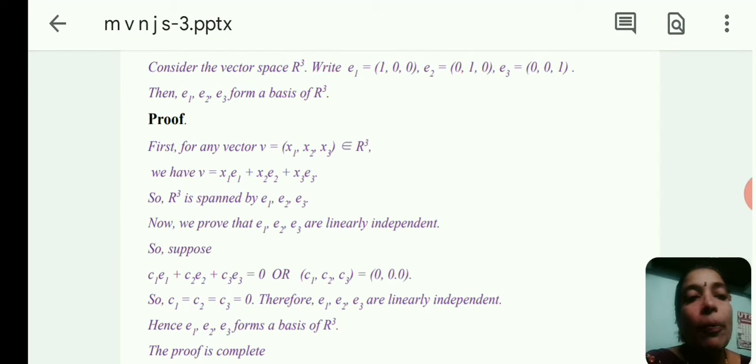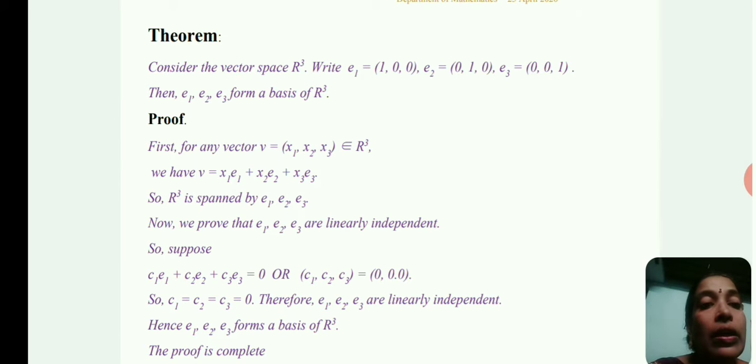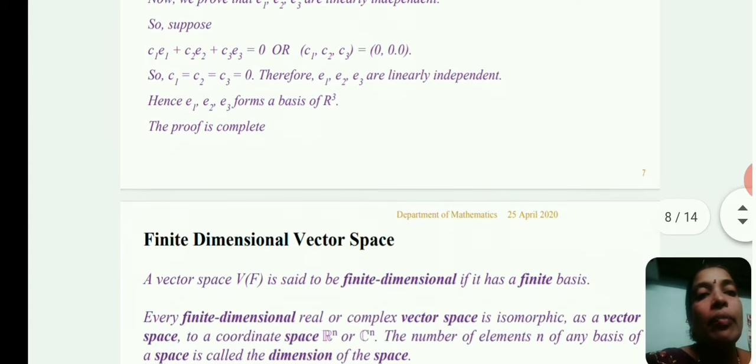Next, suppose the linear combination C1 E1 plus C2 E2 plus C3 E3 is equal to 0, or (C1, C2, C3) is equal to (0, 0, 0). So C1 is equal to 0, C2 is equal to 0, C3 is equal to 0. That means E1, E2, E3 are linearly independent. Hence, the elements E1, E2, E3 form a basis of R3. This is the proof of this theorem. See this theorem carefully.